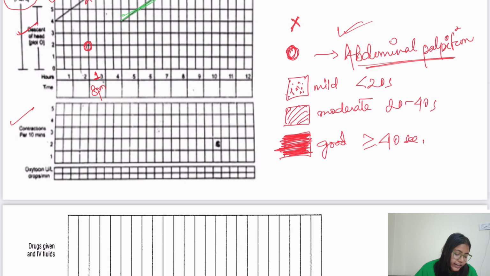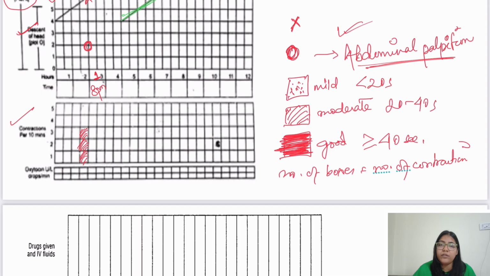So in this, you can see 5 boxes. Why not more than 5 boxes? Because then that will become hyperstimulation. So there should not be more than 5 contractions in 10 minutes. Okay. So suppose this patient came with 6 centimeter dilatation and there were 3 contractions of moderate intensity in 10 minutes. So here I will fill 3 boxes. So the number of boxes is equal to the number of contractions, and the shading will be according to the intensity of the contraction. Okay.